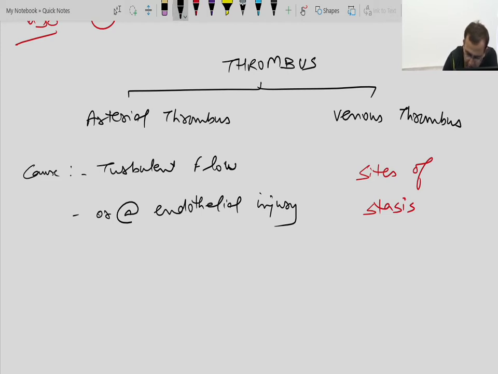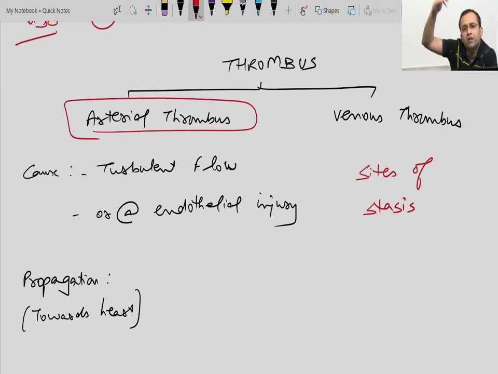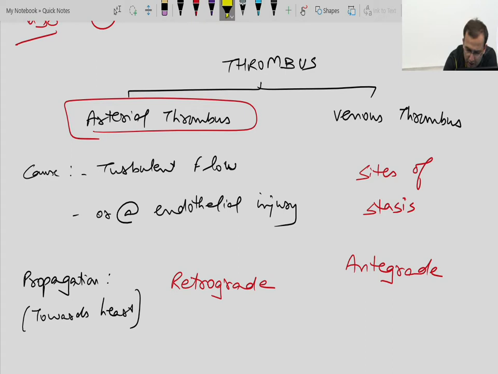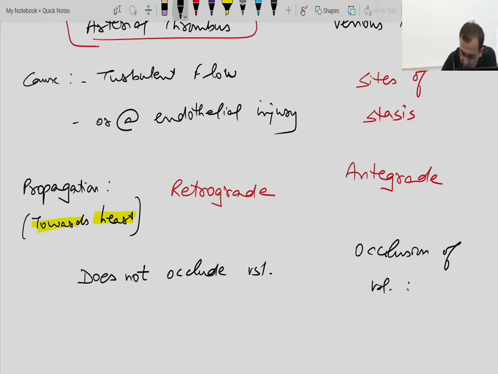Next point, propagation of the thrombus. In arterial thrombus, the propagation is towards the heart, that is retrograde, whereas in venous it is in the direction of blood flow, that is antegrade. Easy to remember, arterial propagation is towards the heart. Next, arterial thrombus does not occlude the vessel, whereas in venous thrombus, occlusion of the vessel is seen.